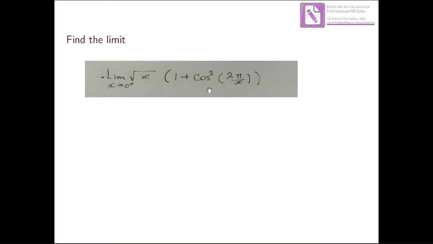And here we have another example, which is to find the limit of root x multiplied by 1 plus cosine square 2 pi over x when x approaches 0 from right. Here also you cannot distribute the limit because the limit of this one does not exist. So we will use the property that cosine is between minus 1 and 1.